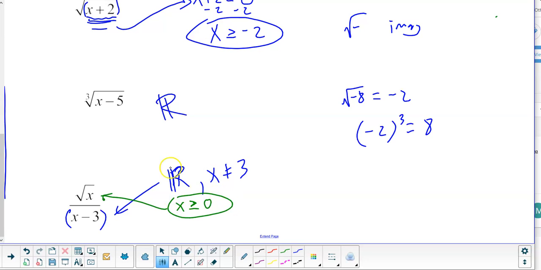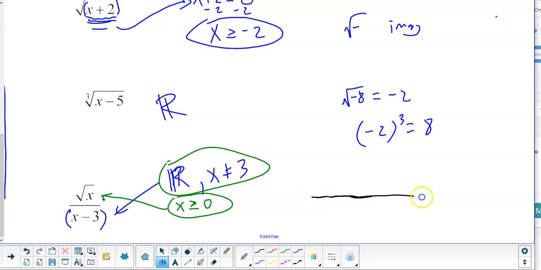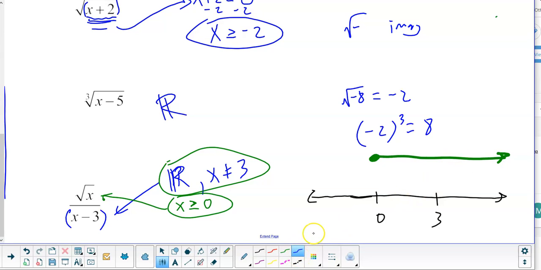That's actually the domain of that one, and this is the domain of that one. So let's meld these two things together. So let's try this. If you kind of graph this, let's see, 3 and 0. Up above, I'm going to graph x greater than or equal to 0, something like that. I'm going to graph all reals except at 3, it's like an open circle, and it goes everywhere.